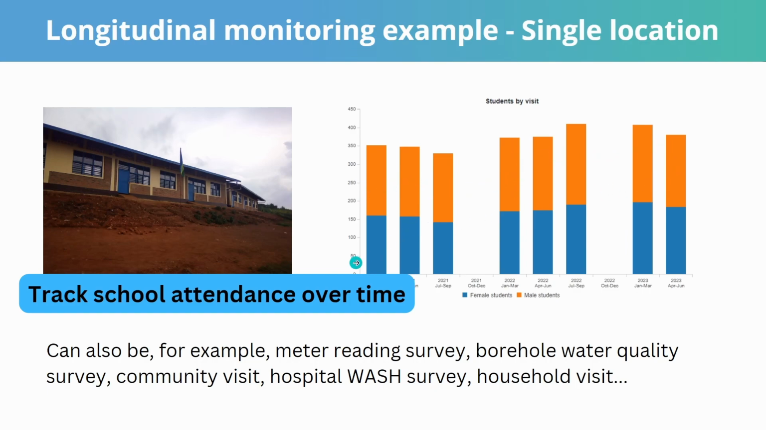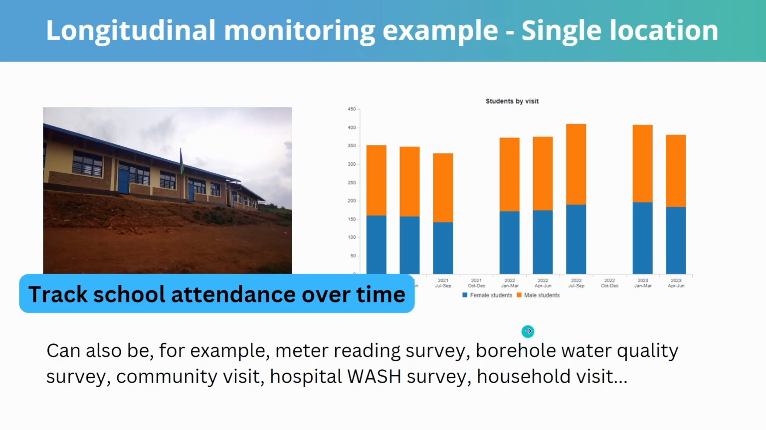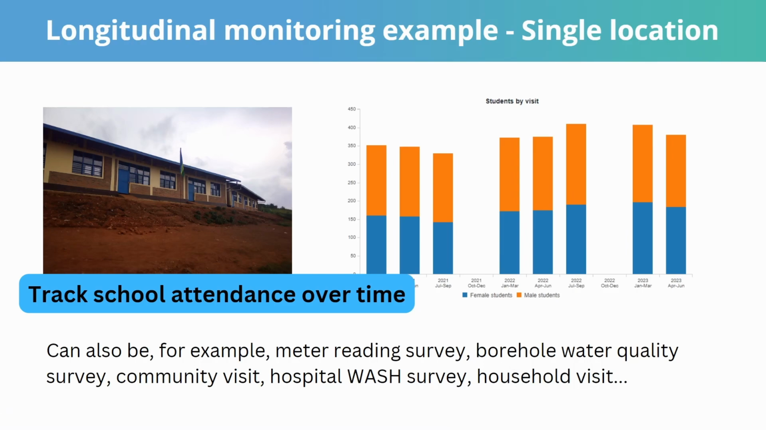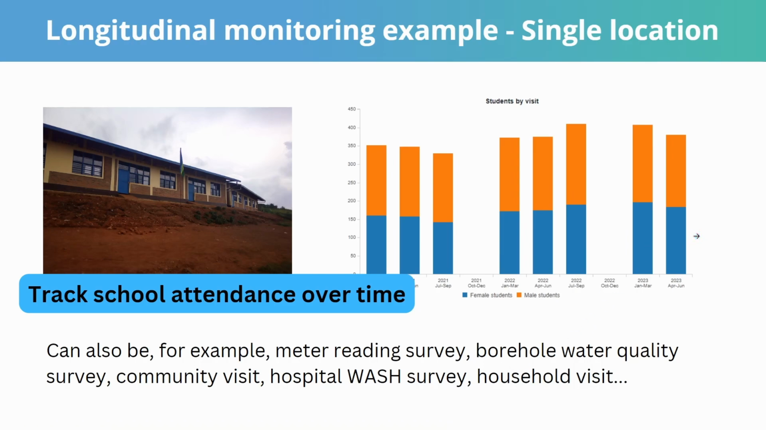So here's a simple example. But this single location tracking can work in so many contexts. So this can mean meter reading surveys, water quality for boreholes, for example, community visits, hospital wash surveys, household visits, the list is endless. So we'll definitely cover this in a live example, but I'll just show a few broader examples of what's already being done in mWater now.